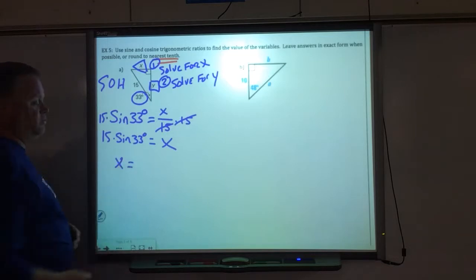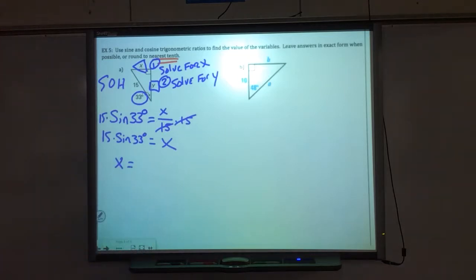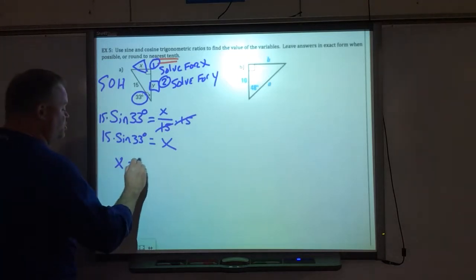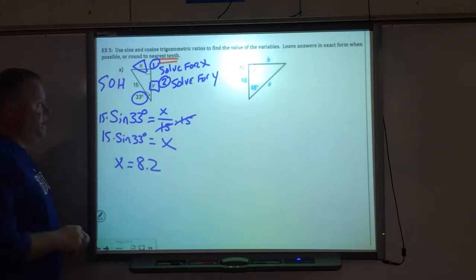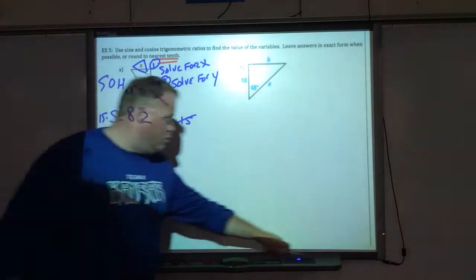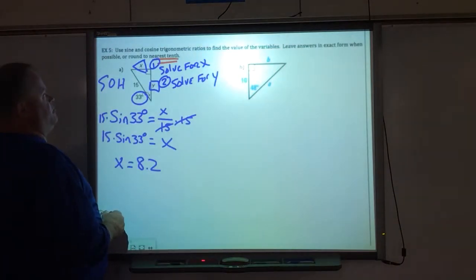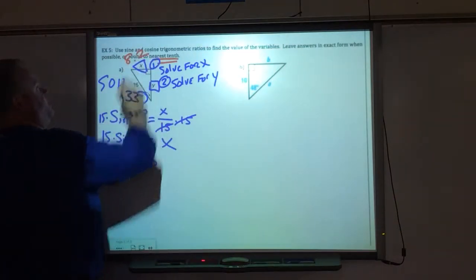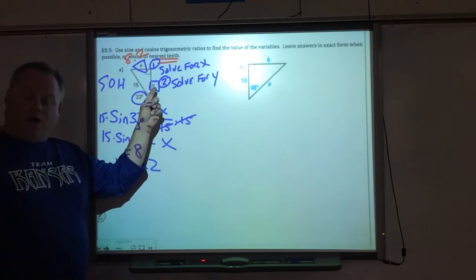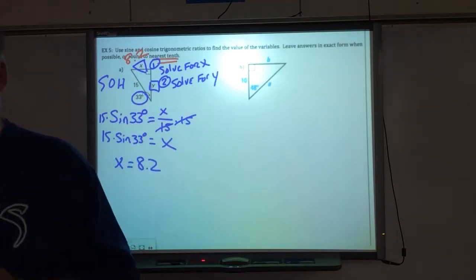So x is going to be equal to, what is that? Well, that's going to be 8.2 in my calculator. 8.2. Well, it's partially done. I've got x. I've got x is equal to 8.2, so I know that this is 8.2. Now I want y. Well, how am I going to do y?